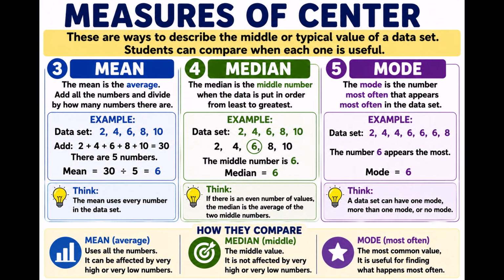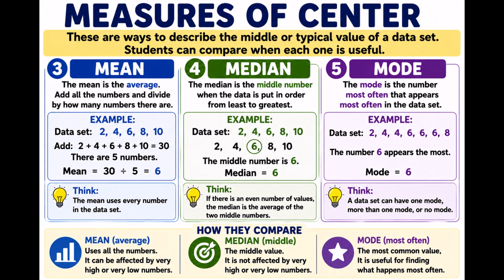For instance, the data set has 2, 4, 6, 8, and 10. Add all of them up and understand that there are 5 numbers. Take the amount that you got from adding, which was 30, and divide it by the amount of numbers you see, which is 5. Now we get 6. 6 is our mean. The mean uses every number in the data set.